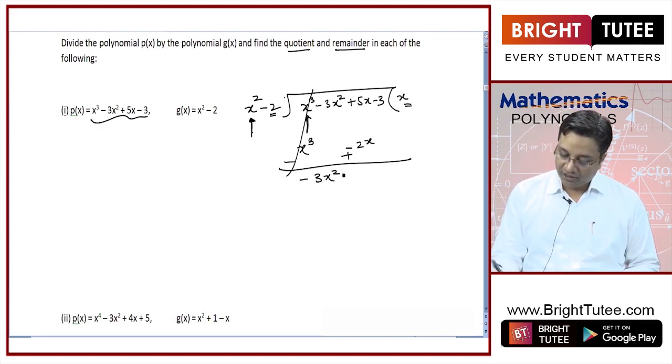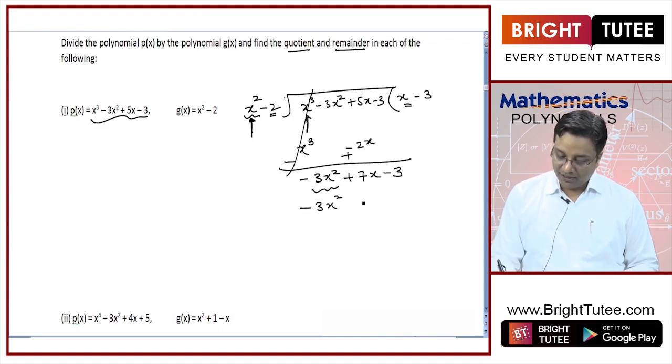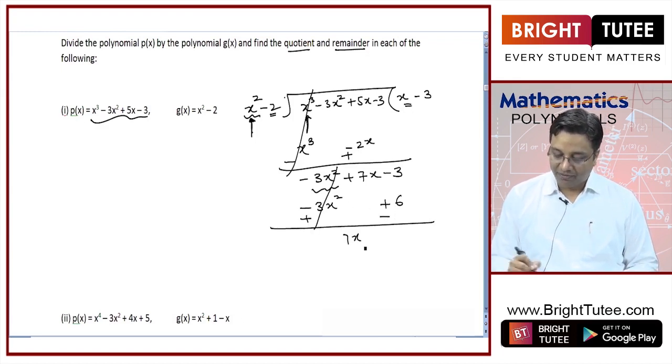Let us write the rest of the terms as it is. 5x plus 2x as 7x minus 3. Now, how do I make this term using this term? By multiplying it by minus 3. So, multiply minus 3x square, minus 3 into minus 2 will give me plus 6. So, I write it below the constant term. Now, subtract. This will get cancelled. 7x will come here and minus 9.